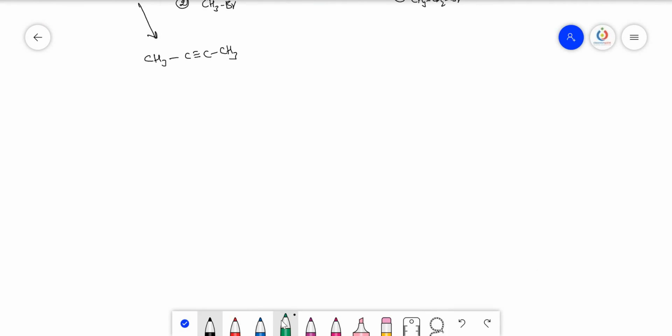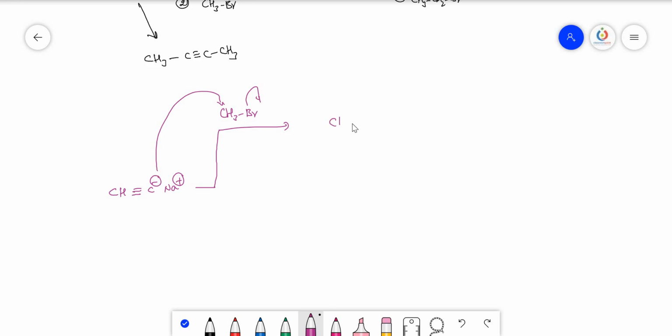Straight away I will take the alkynide part: HC≡C⁻ Na⁺. Now, let us take methyl bromide. It attacks over here, replaces the bromine, and we get the molecule like this. Now use CH3CHBrCH3, a secondary alkyl halide.